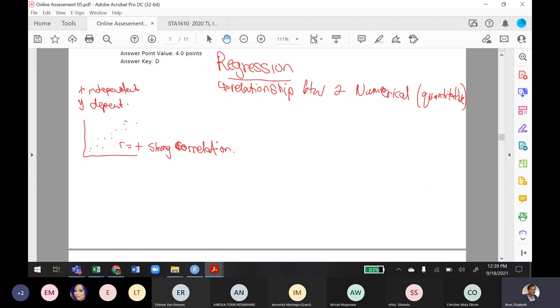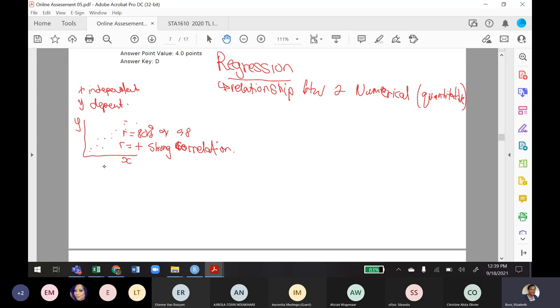So if I have this relationship, it can be R is equal to 80%, or we can call it R is equal to 0.8, which then says R is a strong positive relationship, or there is a positive correlation between the two variables, X and Y. And that is correlation.